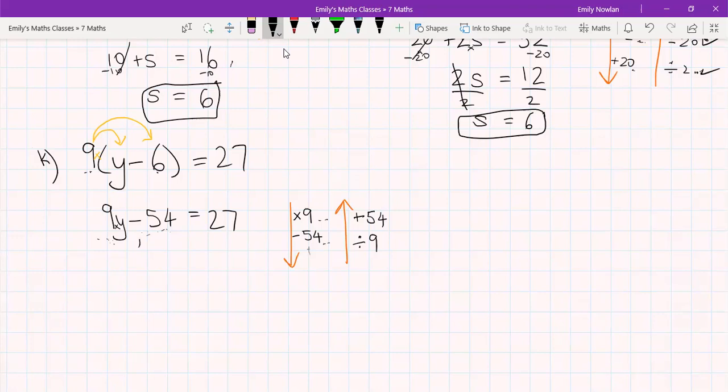So let's add 54 to both sides first. Plus 54, plus 54. So 27 plus 54 is 81. So I get 9y is equal to 81. Now the next thing I need to do is divide by 9, over 9, over 9. 9 on top, 9 on the bottom, they cancel. Y is equal to 81 divided by 9. You can use a calculator if you need to, or be very quick with your 9 times tables: 9 9s are 81. So that's the answer. Y equals 9. And that's it. Next clip coming up.